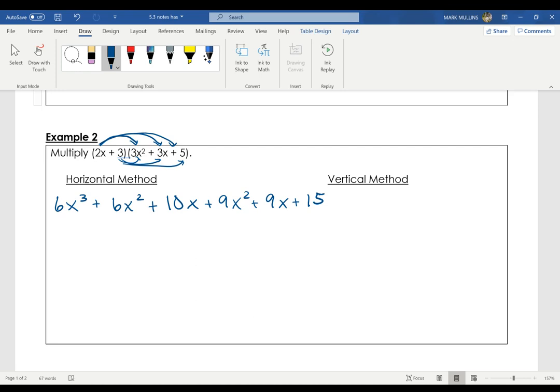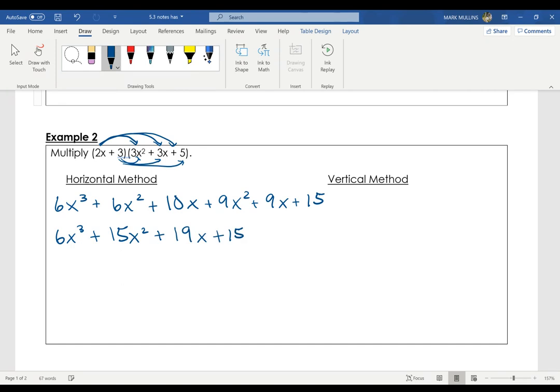And now I have to look for all those like terms. My biggest power is cubed. I want to stay with that. And then squared, I have 6 and 9. So 15x squared. 10x and 9x is a plus 19x. And then a plus 15.